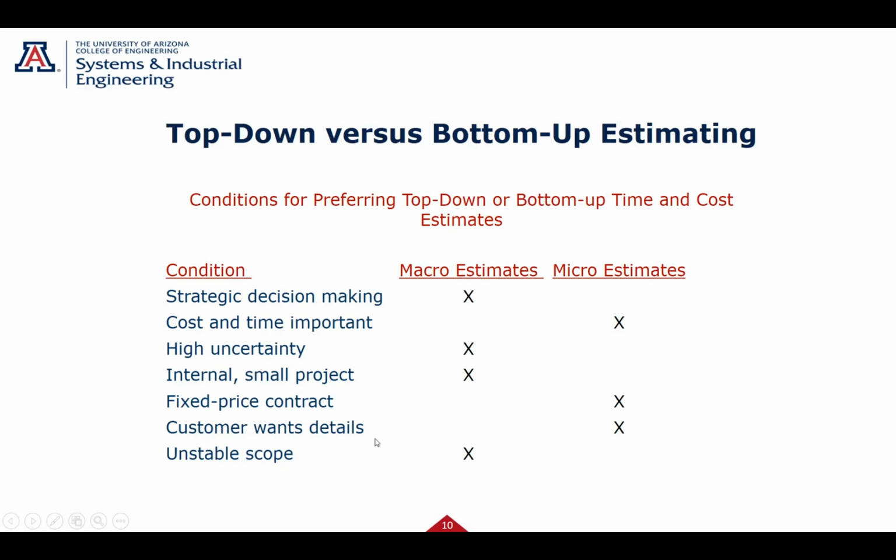Sometimes the customer just plain wants the detail. You have to do a bottom-up. DoD contracts, government contracts, that kind of stuff usually wants the detail, and you have to do the bottom-up estimate. If the scope is unstable, again, it's changing, and maybe it's an early program, you probably can do macro-type estimates or top-down estimates. So that's the two types of estimates. Next, we'll work through top-down estimates, and then we'll work through bottom-up estimates.